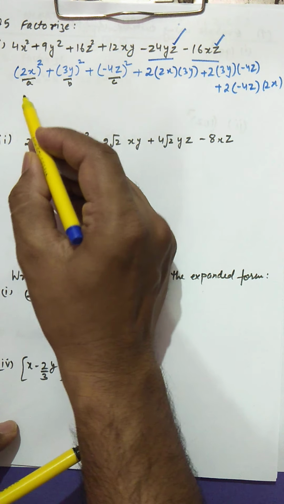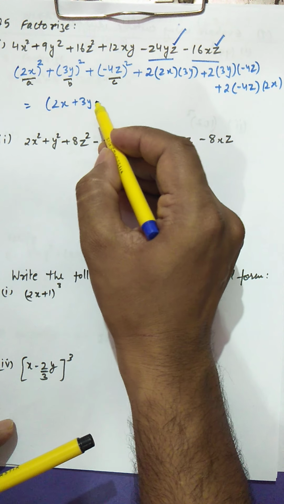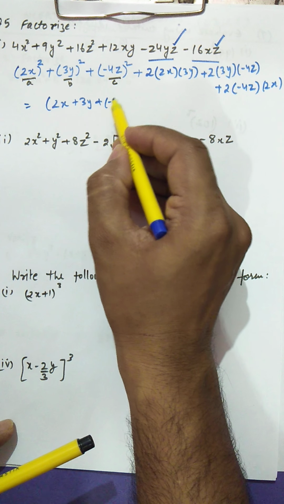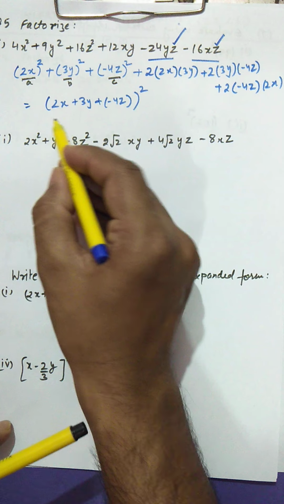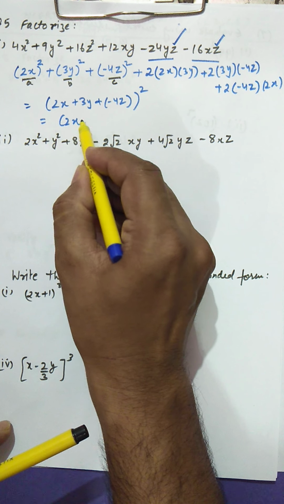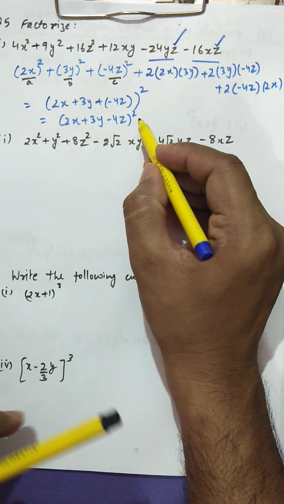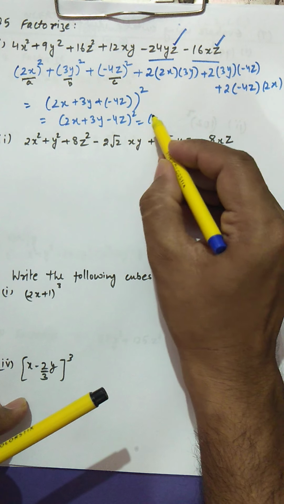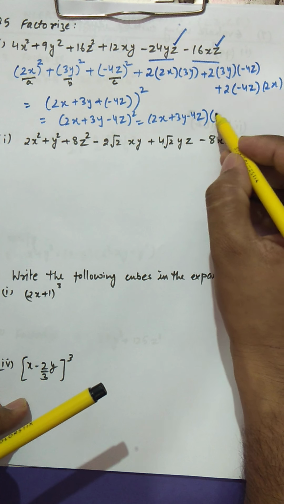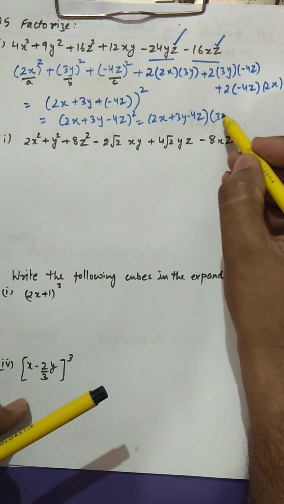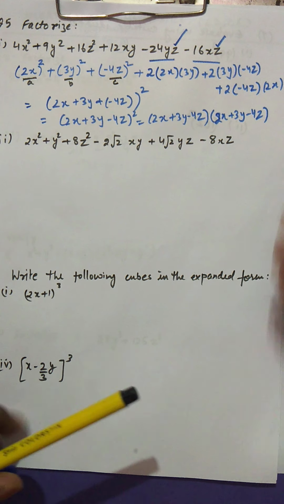So now, last step, you can write that 2x plus 3y, and because you can see this z was negative, you can write minus 4z whole square. This is one way, or you can say 2x plus 3y minus 4z whole square, and if you want to write it twice it's okay, otherwise this will work. 2x plus 3y minus 4z into 2x plus 3y minus 4z, you can write this twice.